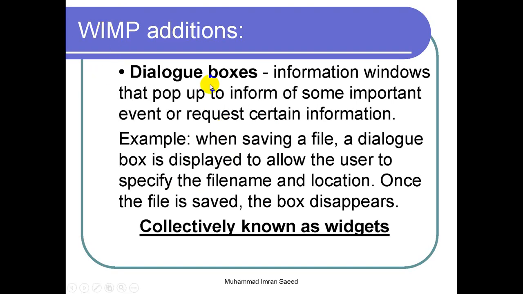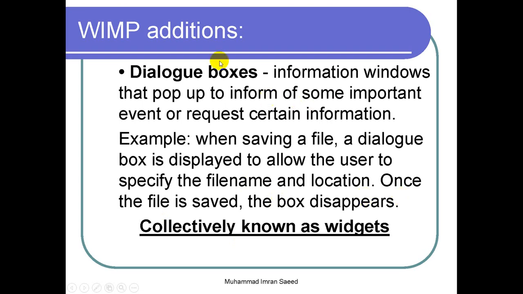Then in Windows we have the dialog boxes. In fact, these are the information windows that pop up to inform of some important event or request certain information. For example, if I am copying something and my flash drive gets filled, it just shows me the disk is full. So that dialog box is informing me of something so that I may take some action. Similarly, whenever we are saving a file, a dialog box is displayed to allow the user to specify the file name. We write down the file name, we mention the location, we also mention the type of the file, PDF, Word or whatever. Once the file is saved, the box disappears.